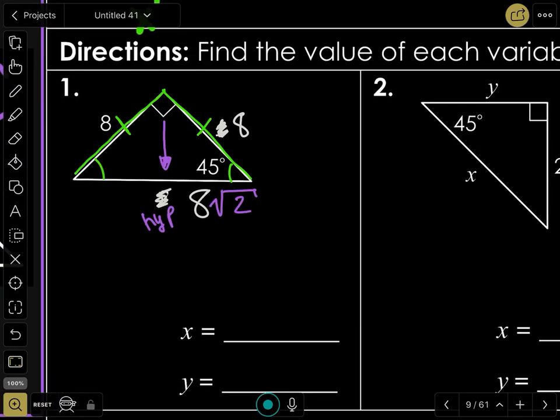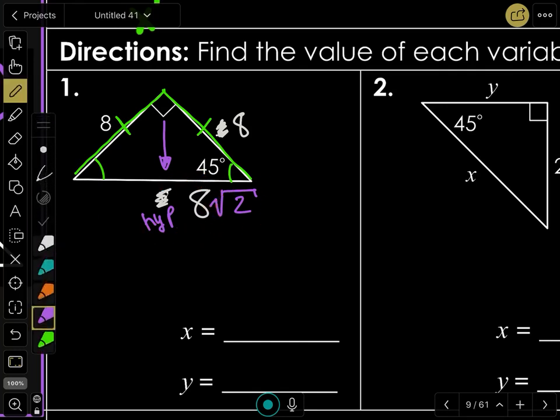So simply, here we saw the measure of the leg was 8. What's the measure of the hypotenuse? Well, it's 8 times square root of 2. And so our answers here: x was 8, and the hypotenuse was 8 times square root of 2.